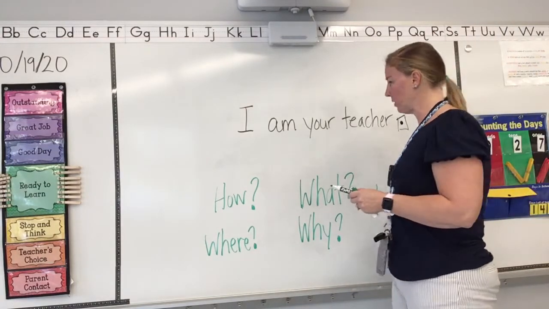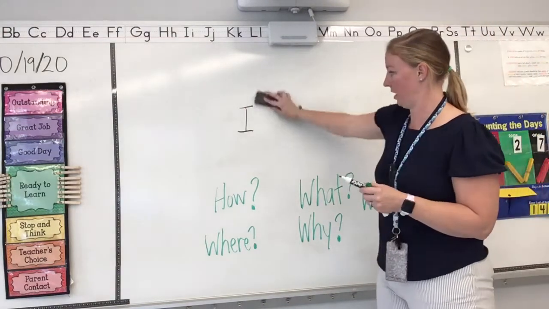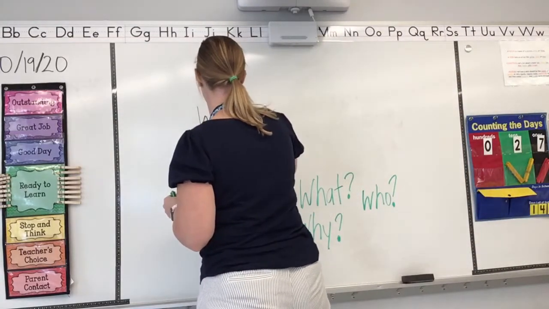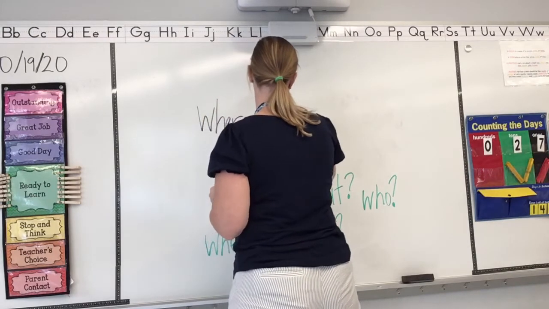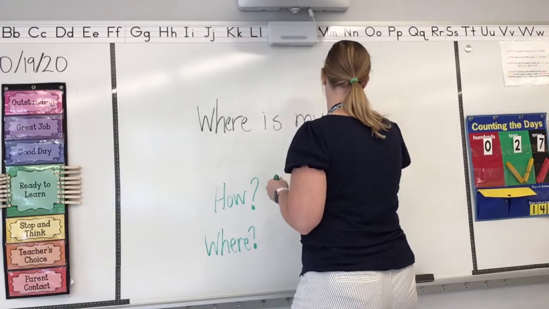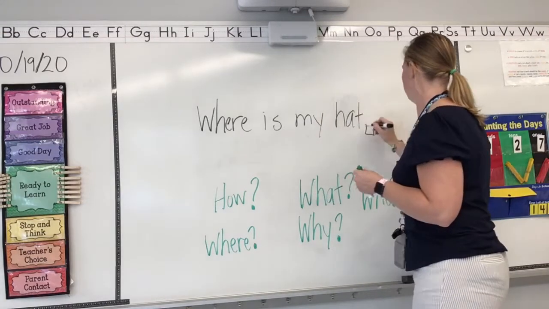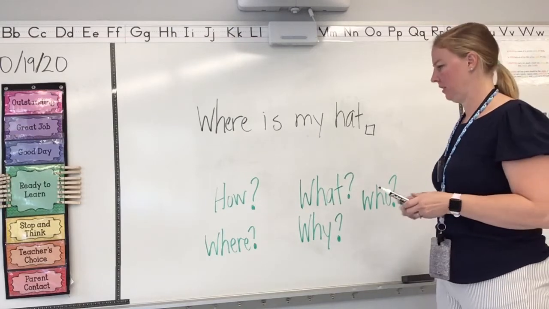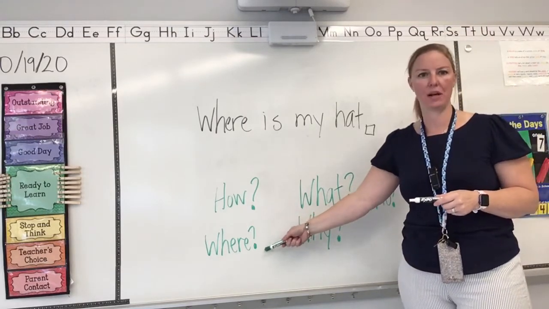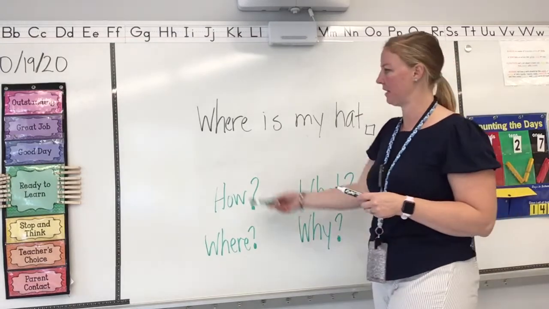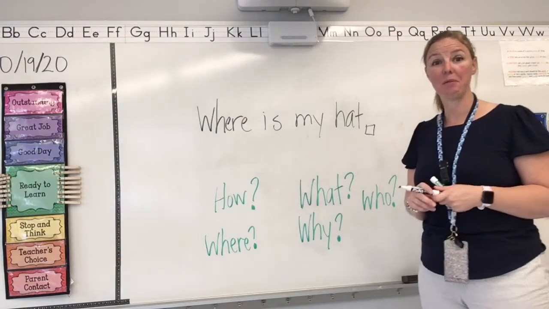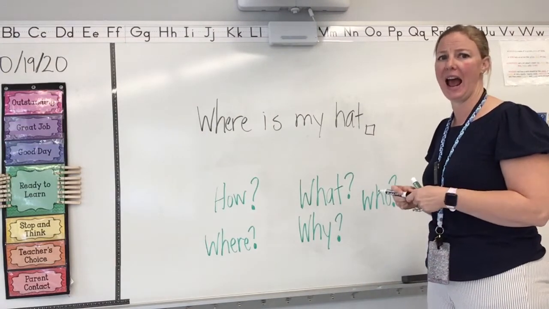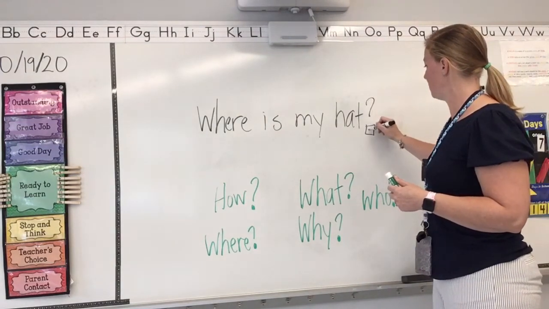Let's do one more example, and then you'll be off to do your activity on Seesaw. All right, the question is, where is my hat? Let's see. Oh, I see that question word there. Where is my hat? So that tells me this is probably going to be a question sentence. They're looking for more information. They have a question, so they are asking something. So it's going to end with a question mark.